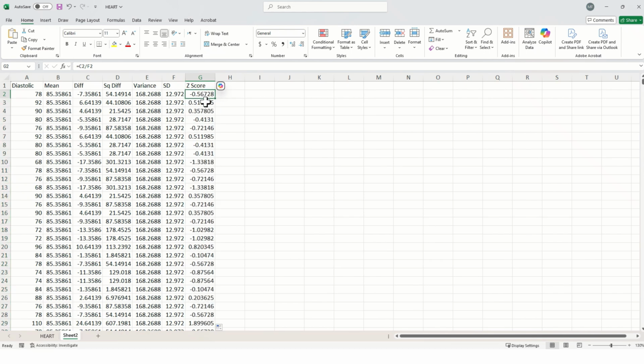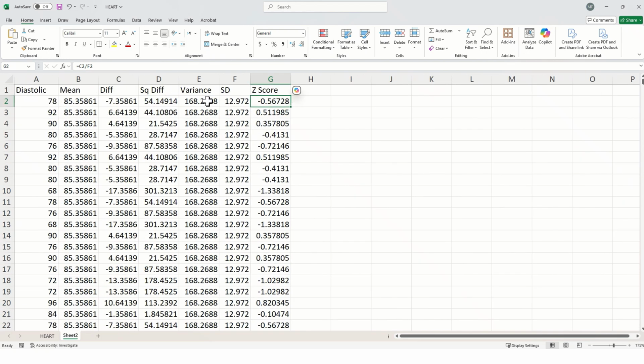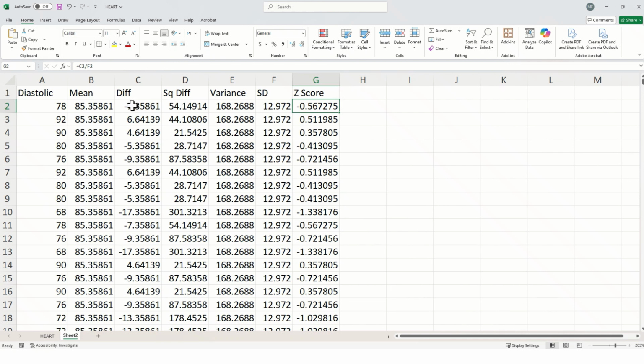Okay, so what the first value is telling us is that the first person has a diastolic blood pressure which is 0.57 standard deviations below the mean, because there is a negative sign there. Let me make it bigger and say this thing again. Okay, if you see the difference is minus 7.36 millimeters of mercury, right? And the standard deviation is 13 millimeters of mercury. So if we divide 7 by 13, it gives us the standardized difference of this value.